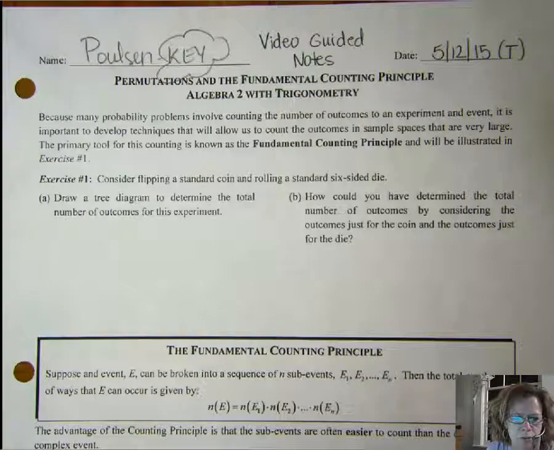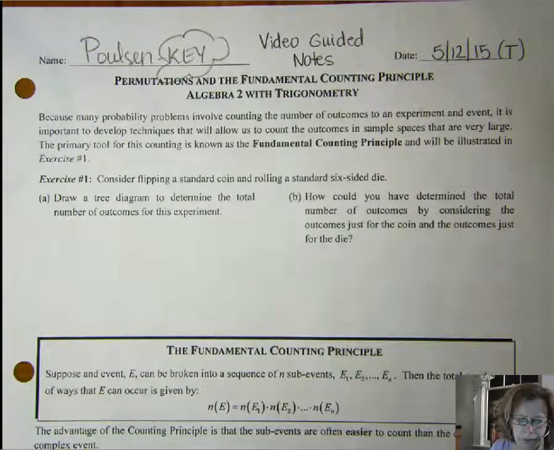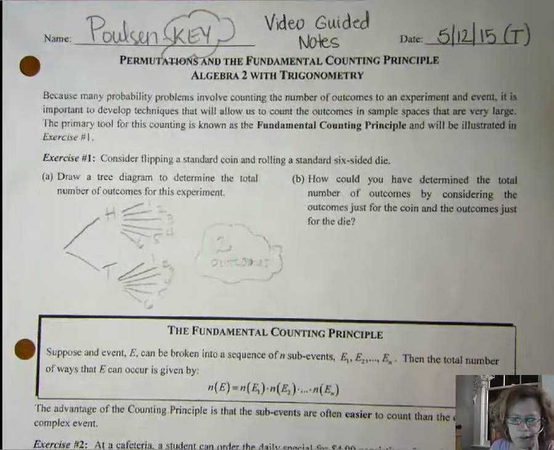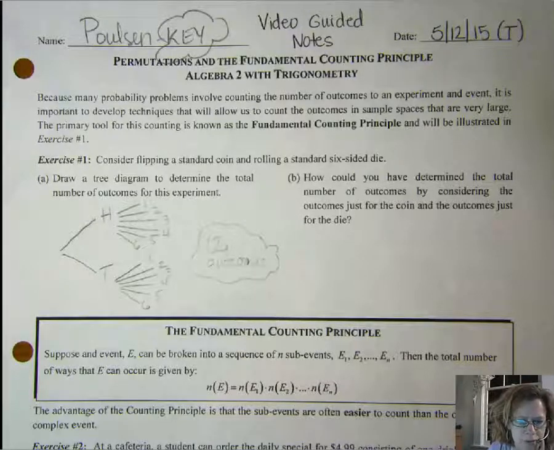If you look at exercise 1, let's consider flipping a standard coin and rolling a standard 6-sided die. If I asked you to draw a tree diagram to determine the total number of outcomes, you would do something like I'm about to do. What I think you should do is pause and draw the tree diagram, since it's something that we did yesterday. When you've completed your tree diagram, you can see that there were 12 outcomes. The problem is our sample spaces get really big, and the tree diagrams get tough to make, and they get tedious, and they get messy.